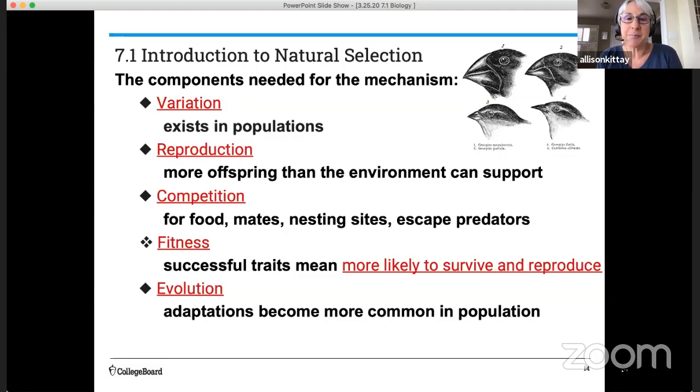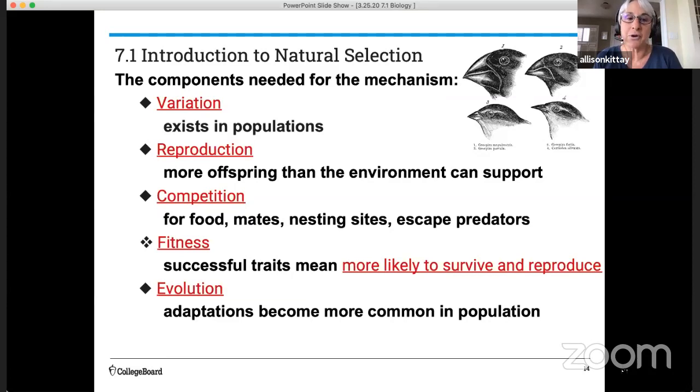So just to take us back, this mechanism of how natural selection happens was first proposed by Charles Darwin in 1859. And if you look to the upper right of your screen, you're going to see what we affectionately call Darwin's finches. When you look at these birds, you can see that these four birds all have very different beaks. They have different beak sizes and beak shapes. So we're going to go through, using that as an example, the components that are needed for the mechanism of natural selection as proposed by Darwin.